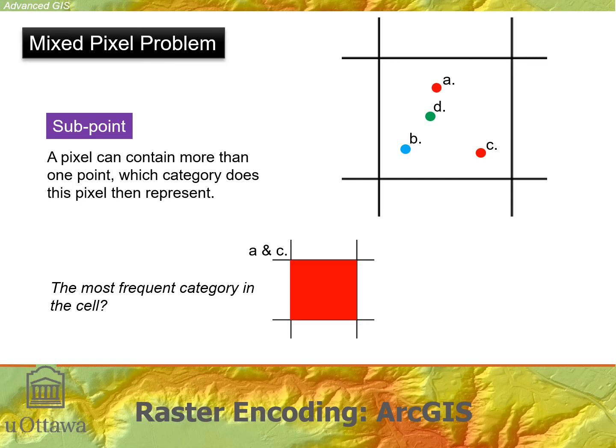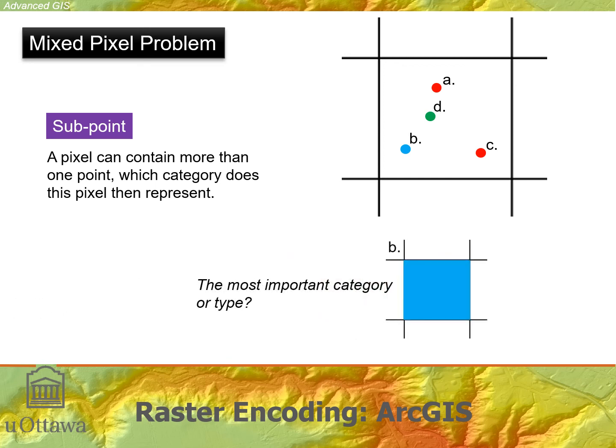And again, even with this type of encoding, you could give different weights to different categories if you know some a priori reason why, let's say, B should be more represented than A and D or C. In that case, the most important type would be B, because we have knowledge about B being more important than A and C, such that if a cell contains a B, then that cell should take on the attribute of B, which is blue in this case.